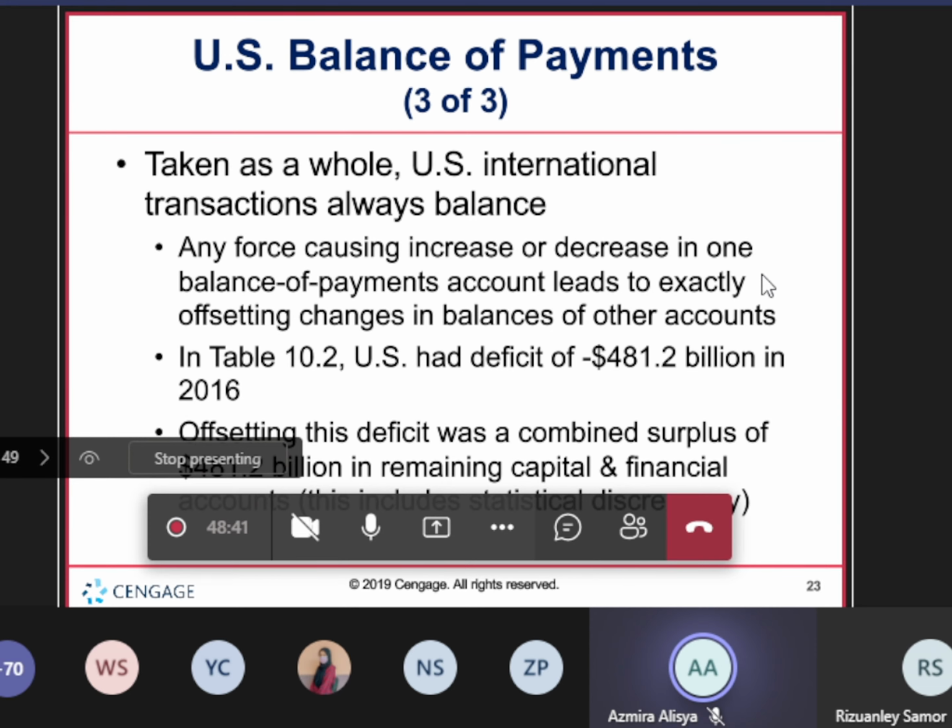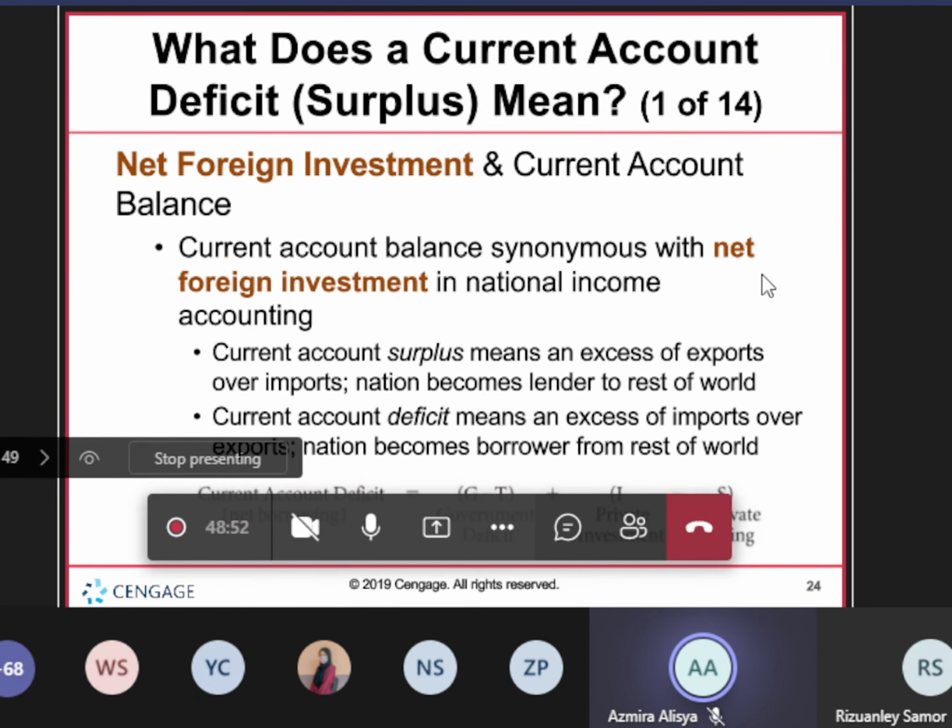Offsetting this deficit would be a combined surplus of the remaining capital and financial account. So, a net foreign investment and current account balance. Current account balance is synonymous with net foreign investment. Synonymous, not exact, not the same. It's the opposite of it. One thing is minus here, and it must be balanced by the other one. That's why we call it synonymous. So current account balance is synonymous with net foreign investment in national income.